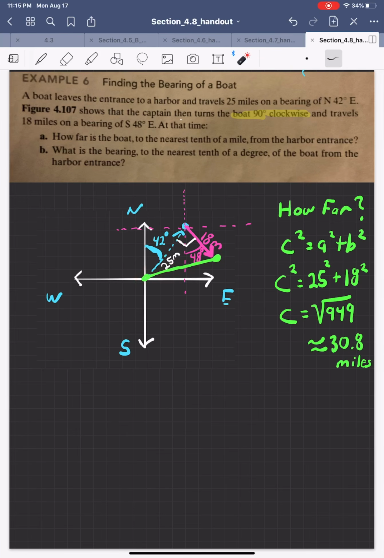And now comes the hard part. So what is the bearing to reach you?